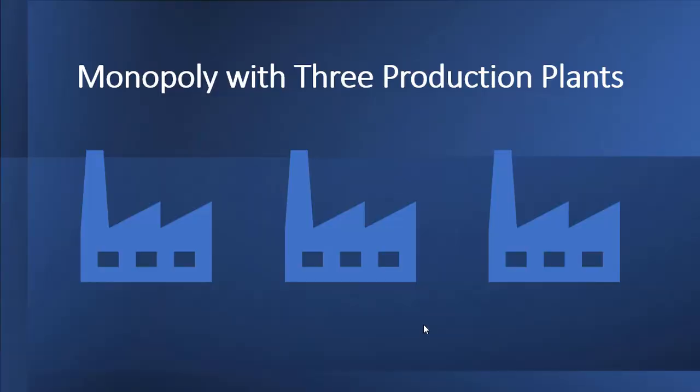Hello, in this video we're going to look at a monopolist that has 3 production plants that it can produce its output from. A monopoly faces a market demand for its product of the following: price equals 51 minus Q divided by 2,000. Its marginal revenue will be the price equation with a slope that is twice as steep. So instead of Q over 2,000, it's going to be Q over 1,000.